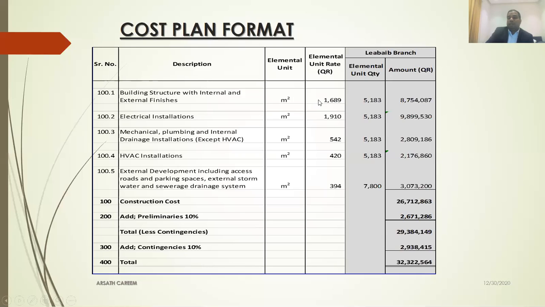From the preliminary estimate, you can get only the cost limit or budget. But how do you get this rate? Using previous completed project cost analysis. So in order to prepare a cost plan, you should know how to prepare a preliminary estimate and, in addition to that, how to do cost analysis. So that is one more area you need to know: how to do cost analysis. From cost analysis, I derive this rate.